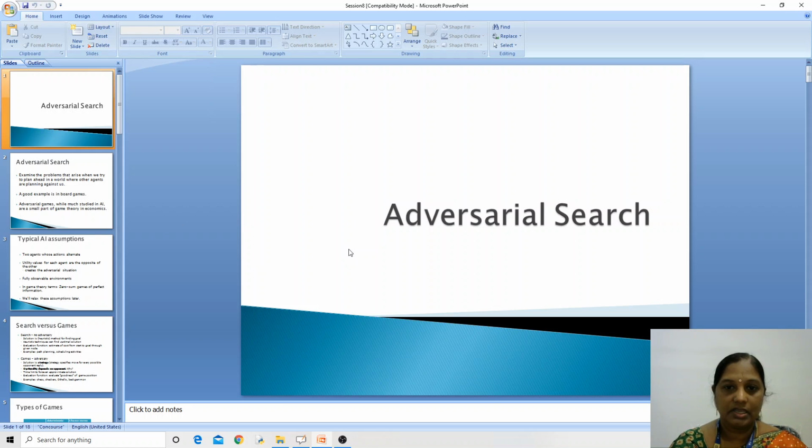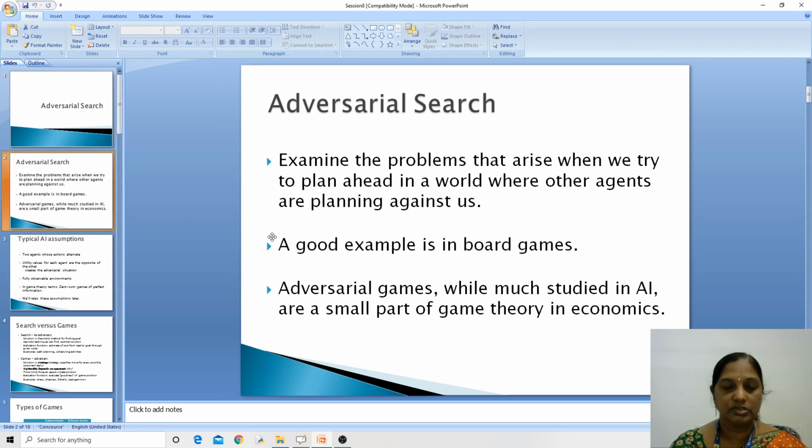Especially, we use this searching for game playing. Adversarial search is a game playing technique where the agents are surrounded by a competitive environment. That means, suppose you are playing a game. How many players will be there in that game? Two players. We cannot say exactly two players. A two players game is there and a three players game is there. Let us talk about the two players game.